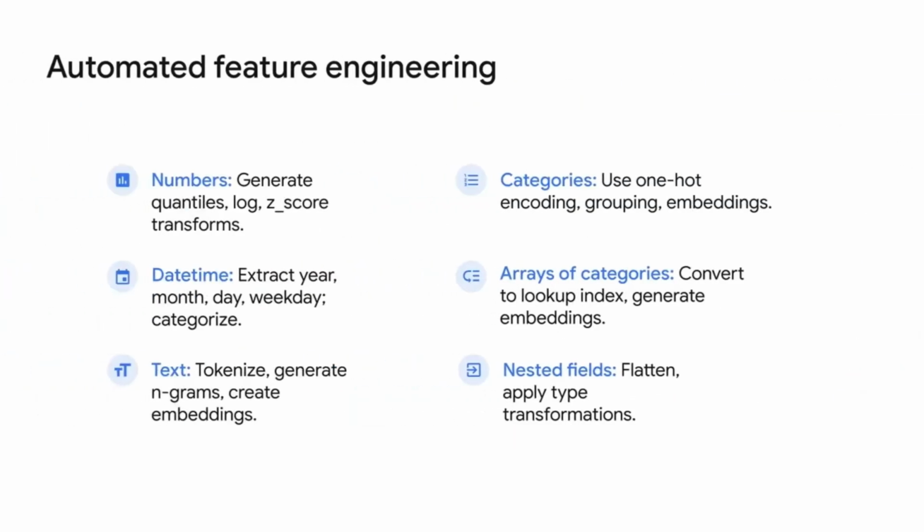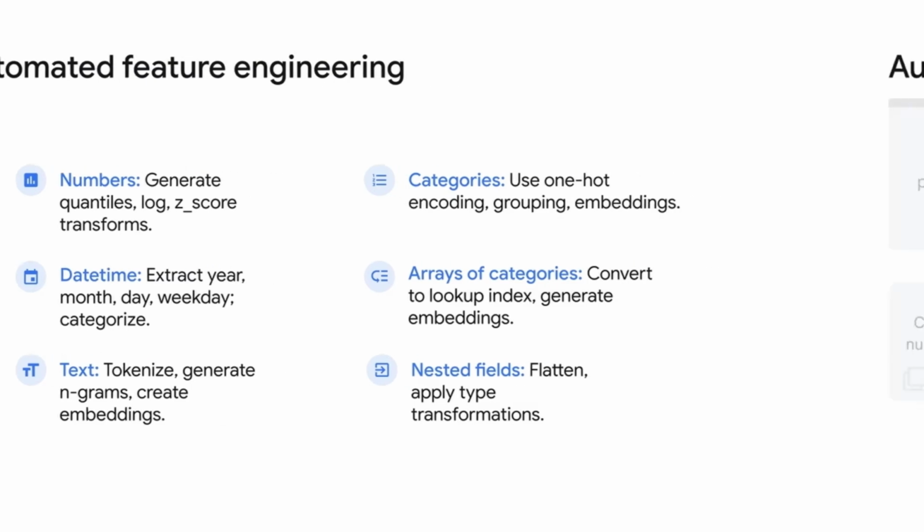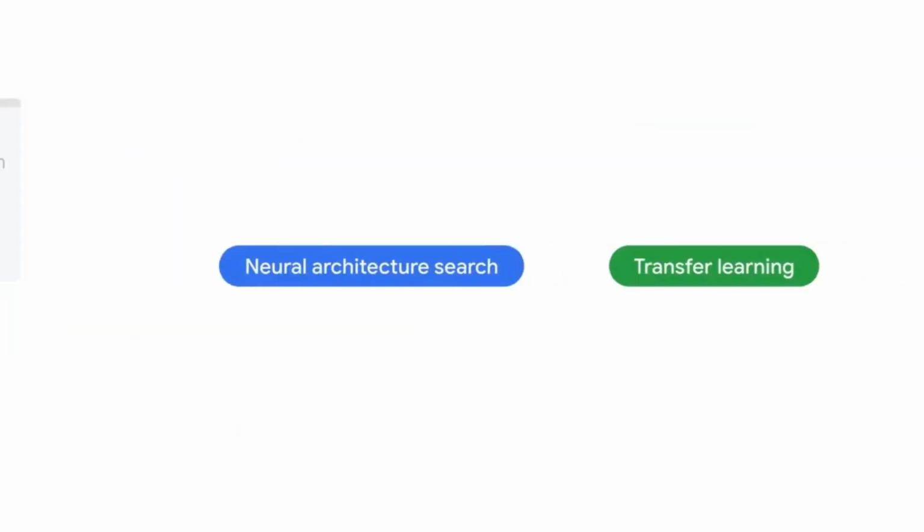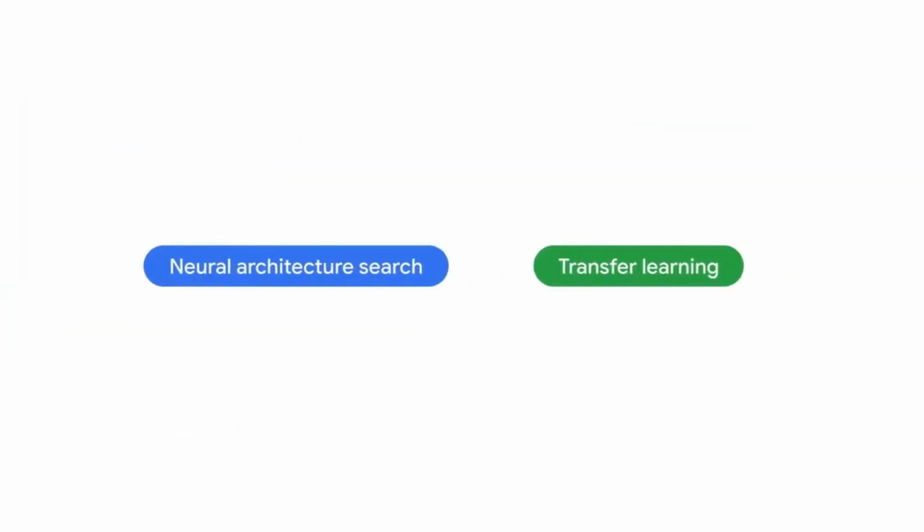For example, it can convert numbers, datetime, text, categories, arrays of categories, and nested fields into a certain format of data so that it can be fed into an ML model. Phase 2 includes searching the best models and tuning the parameters. Two critical technologies support this auto search. The first is called neural architecture search, which helps search the best models and tune the parameters automatically.